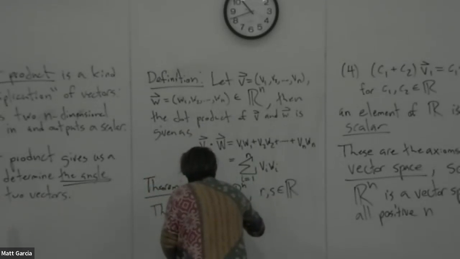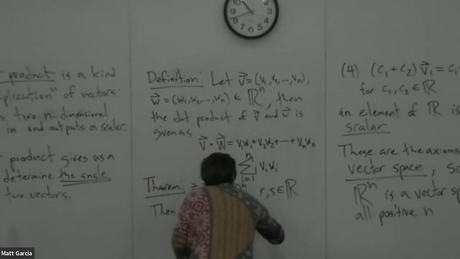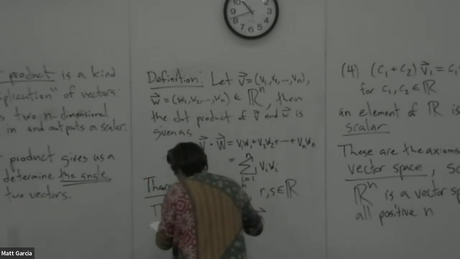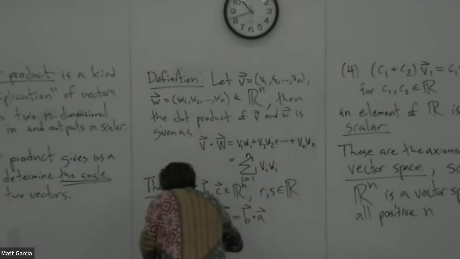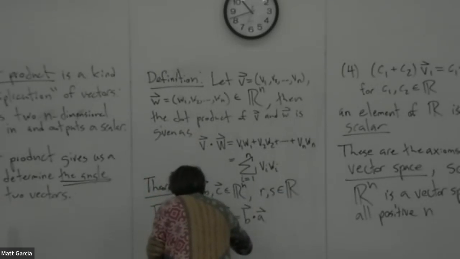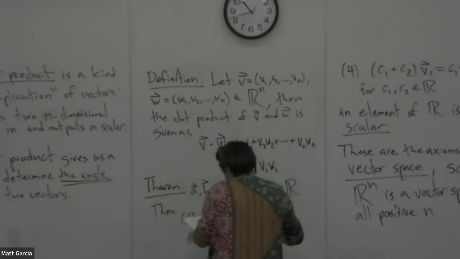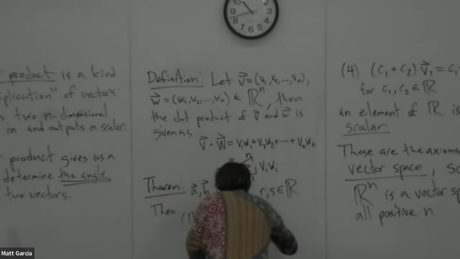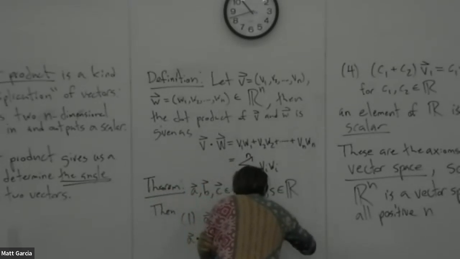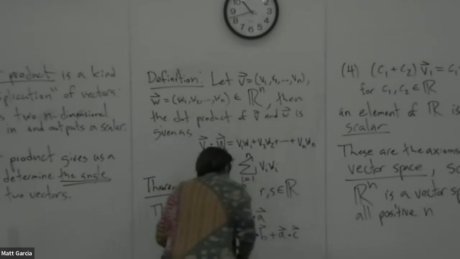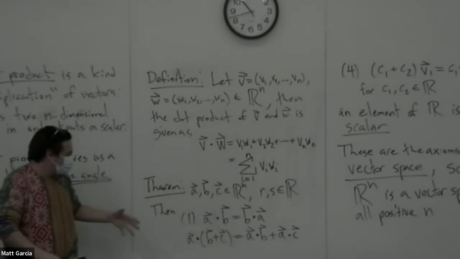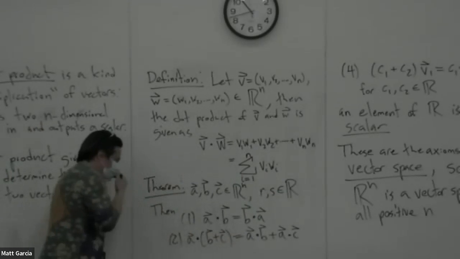a hat dot b hat is equal to b hat dot a hat. Commutativity. That's pretty nice. a hat dot (b hat plus c hat) is equal to a hat dot b hat plus a hat dot c hat. Again, the operations of vector addition and dot product interact nicely together. Sorry. Property number 2.